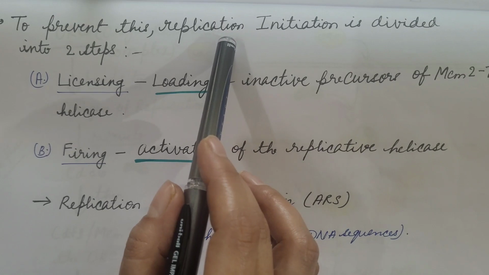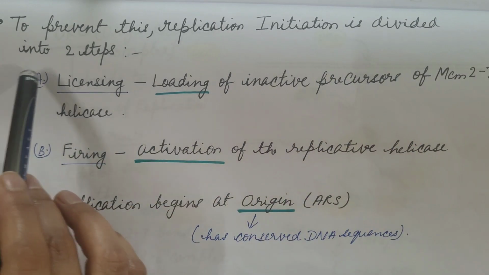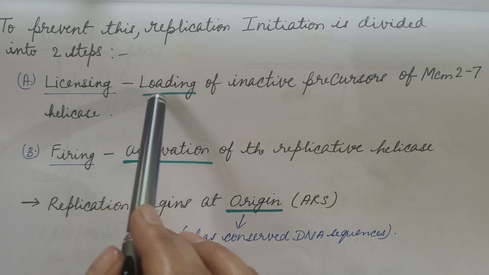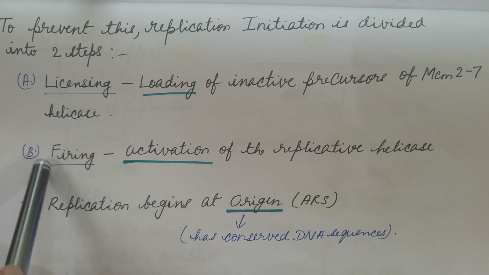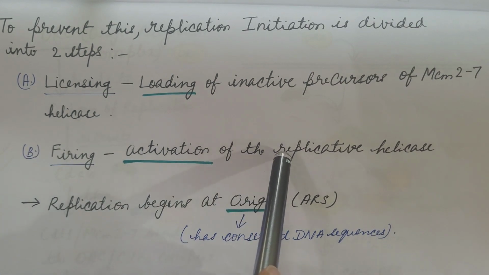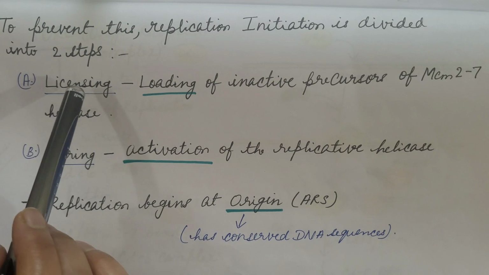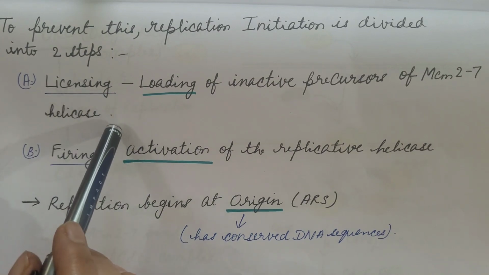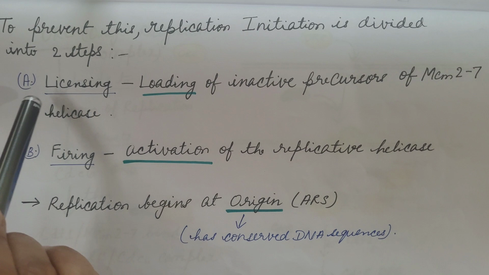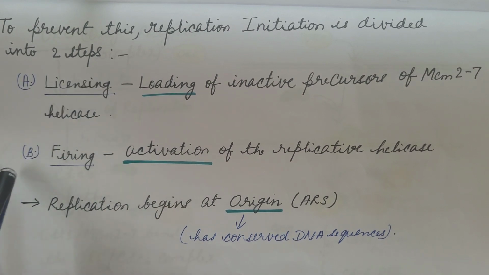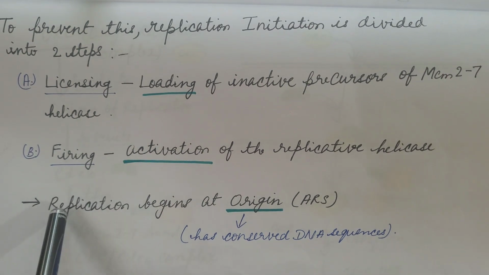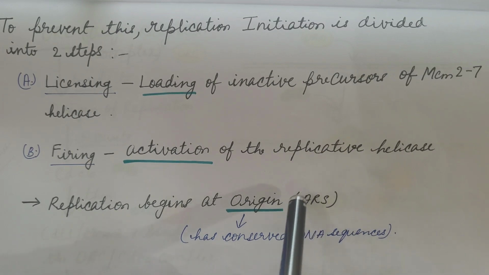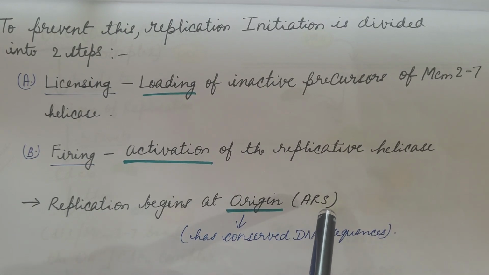To prevent this, replication initiation is divided into two steps. First is licensing, the loading of inactive precursors of MCM2 to 7 helicase. Second is firing, that is activation of the replicative helicase, and these occur in different phases of the cell cycle. Licensing occurs in G1 phase and firing occurs in S phase. These two steps are interconnected. Replication begins at the origin, which has conserved DNA sequences. In yeast, it is known as ARS, autonomously replicating sequence.